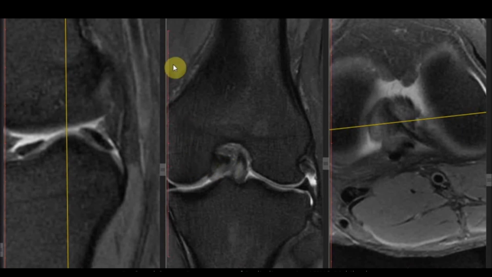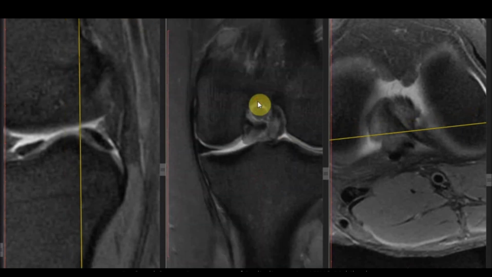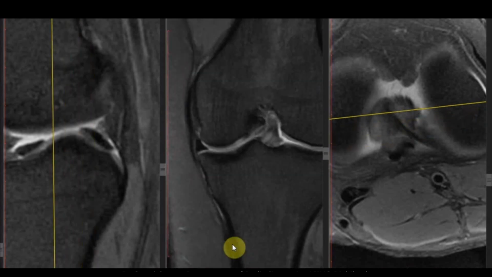Then the medial collateral ligament. So this hypointense structure is the medial collateral ligament. It is a very long ligament, approximately 8 to 10 centimeter long. So this is the femoral attachment of MCL, and here is the tibial attachment of medial collateral ligament.